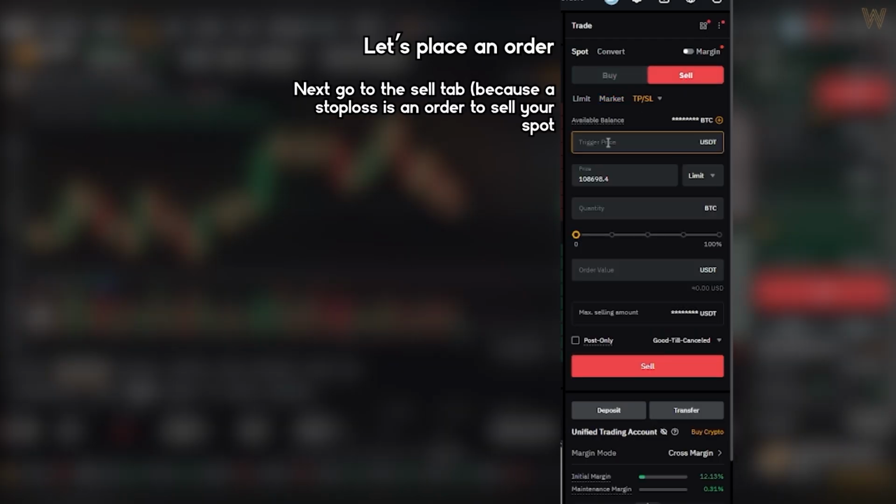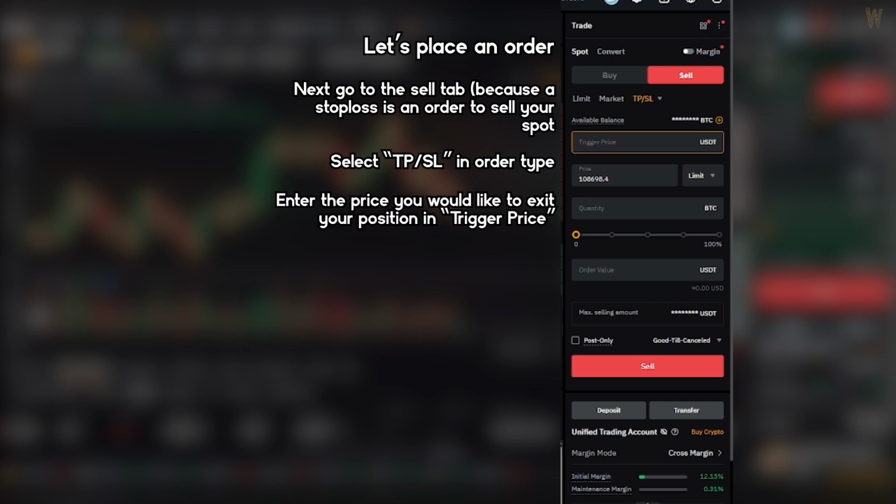This will allow us to set a stop loss order. This means we will sell our coins if a certain price is reached. For example, if Bitcoin reaches the level of $105,000, we want to be out. The key setting here will be whether to use a stop limit order or a stop market order.